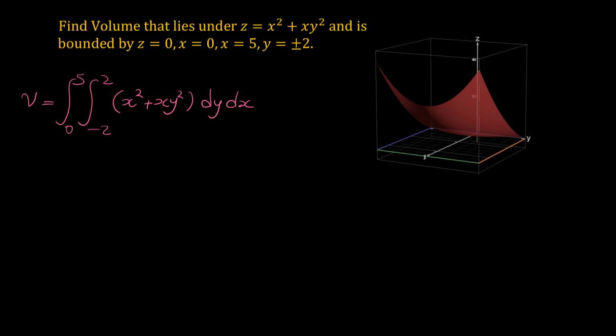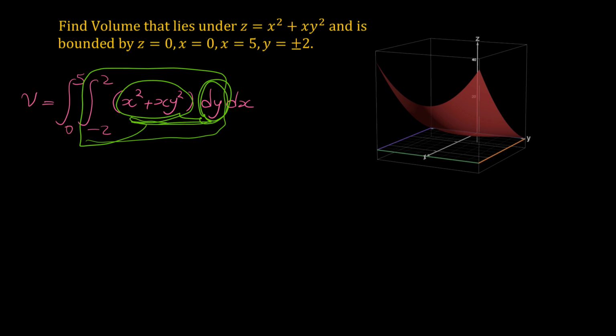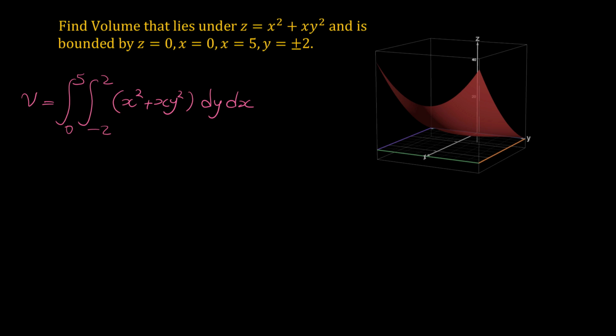Now we have to find the integral of the function first with respect to y. So focus on this part. We want to find the integral of this expression with respect to y. Because we integrate with respect to y, x is like a constant, and so the integral of x squared is x squared y. So we have the integral from 0 to 5 of x squared y, and the integral of xy squared is, x is a coefficient, we leave the coefficient, the integral of y squared is y cubed over 3. All of this is from -2 to 2 dx.